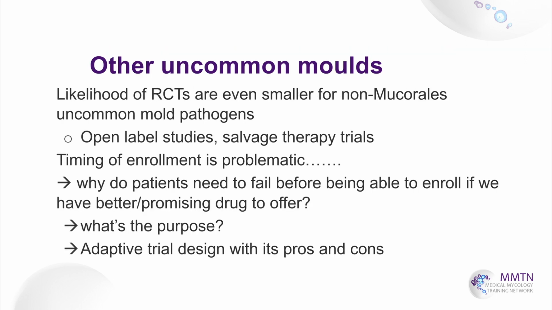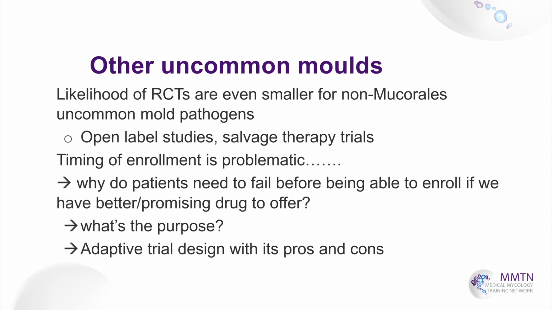The likelihood of RCTs is even smaller for non-mucorales mold pathogens, and we're restricted to open label studies and salvage therapy trials. The timing of enrollment is problematic because if you look at salvage therapy trials, patients need to fail before being able to enroll and to have a better or promising drug to offer. What's the purpose of the trial? If we enroll patients too late, when they have already failed, they will likely do worse than you might want them to. And it might be that we'll have to look at adaptive trial designs with their pros and cons. So you have a trial, but you change the design of the trial midway to fit the purpose of the trial.